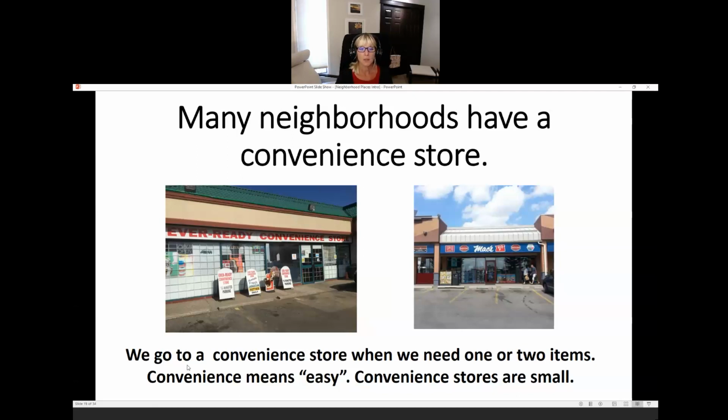We go to a convenience store when we need 1 or 2 items. Convenience means easy. Convenience stores are small.